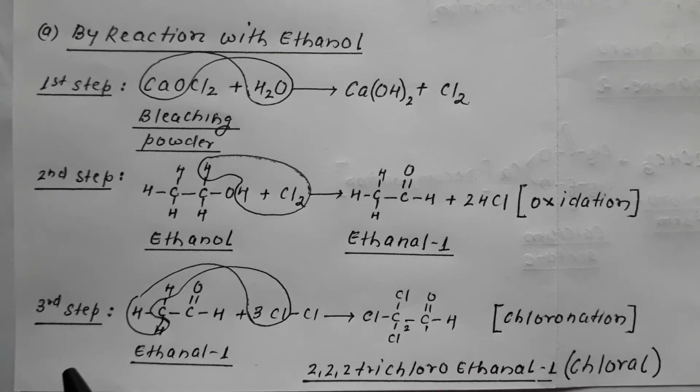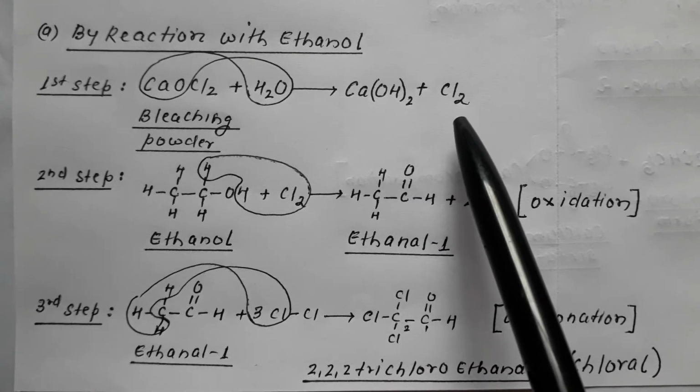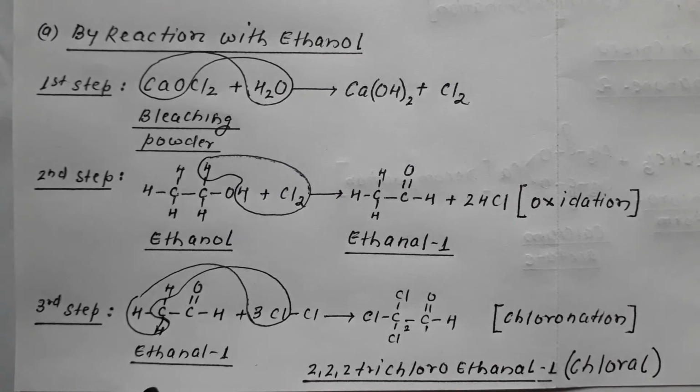Then in the third step, the molecule of ethanal produced in step number 2 reacts with chlorine produced in step number 1. So chlorine produced in step number 1 reacts with ethanal produced in step number 2. Ethanal reacts with chlorine in the ratio 1:3. Now these 3H and 3Cl go in the form of 3HCl, and 3Cl comes on this molecule of ethanal, that is 3H has been replaced by 3 chloro.